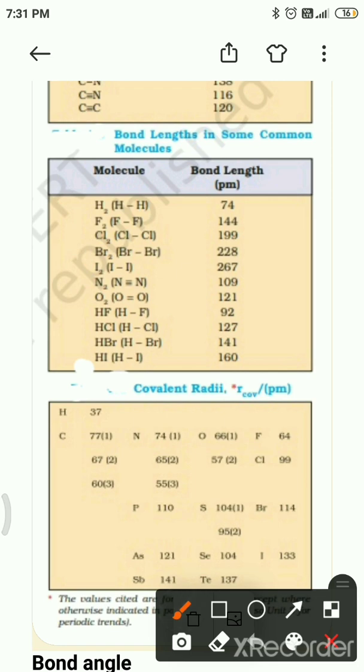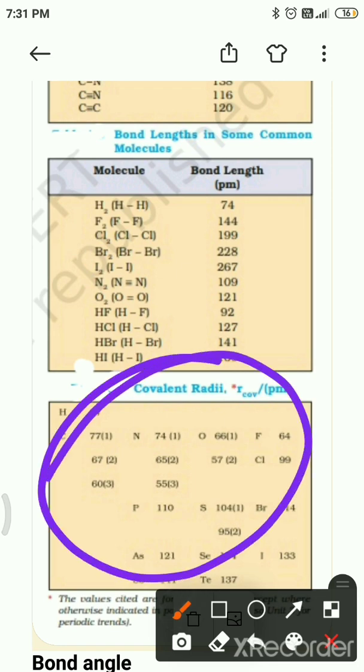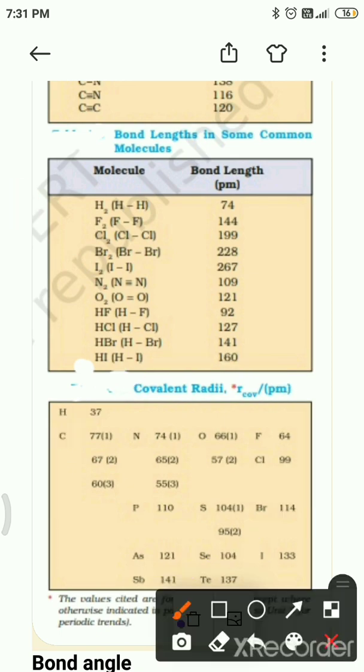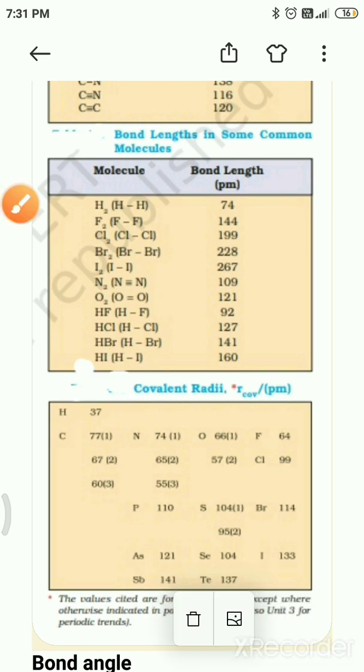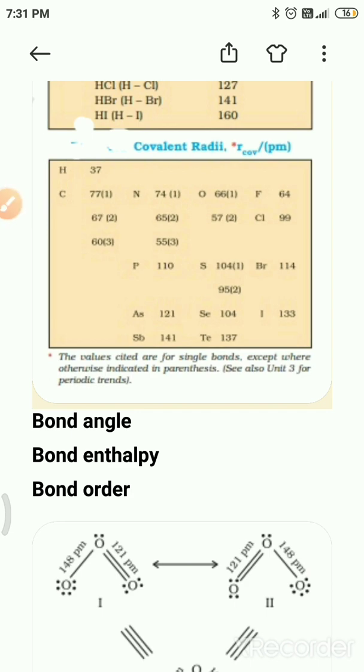Some common elements we have listed in this table with their covalent radii. Say for example, for hydrogen it is 37, carbon having 77, like this. The values cited are as given, except where indicated in parentheses, as we discussed in the previous chapter on periodic trends. So this is about the bond length.